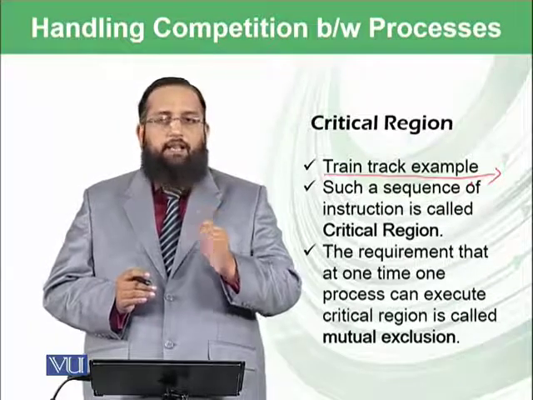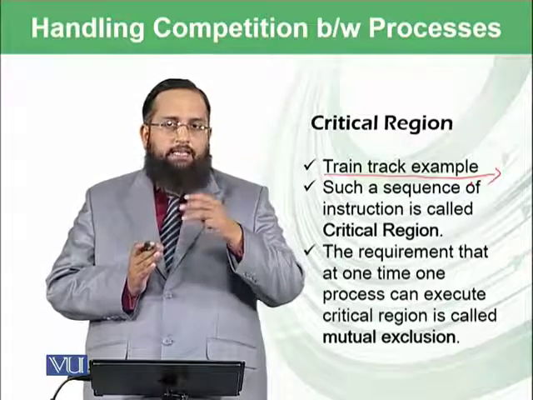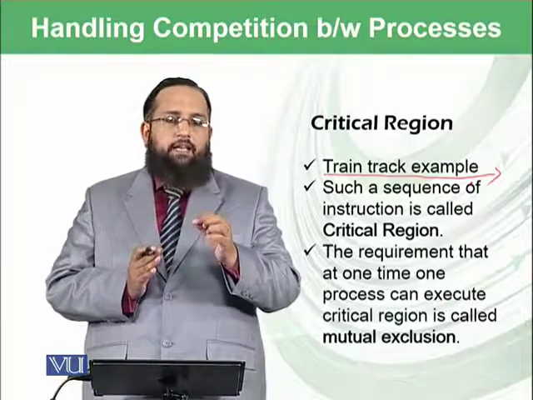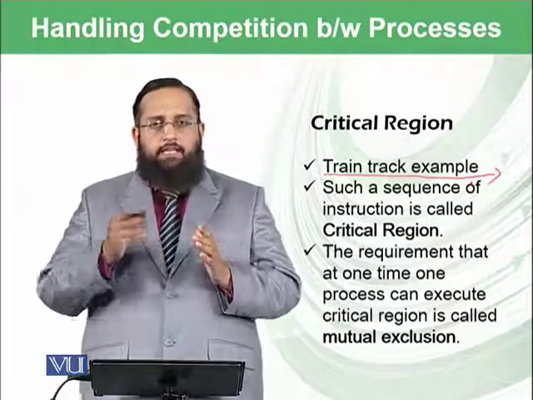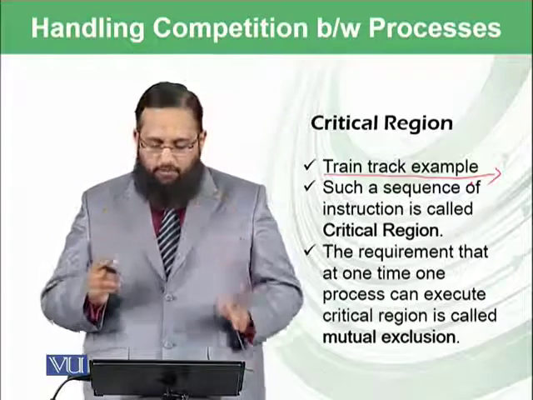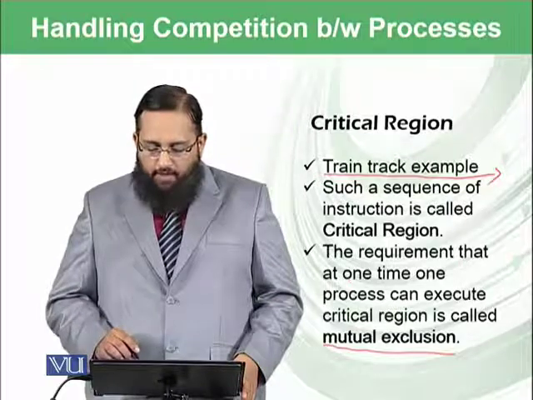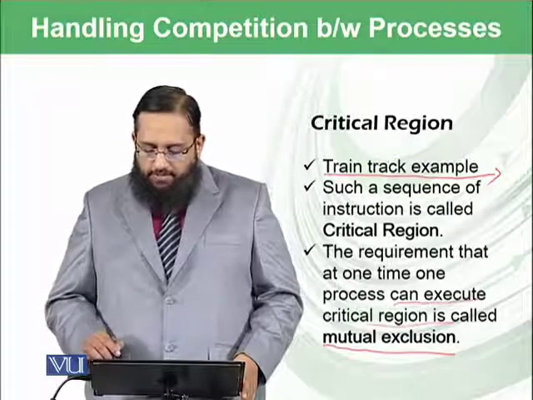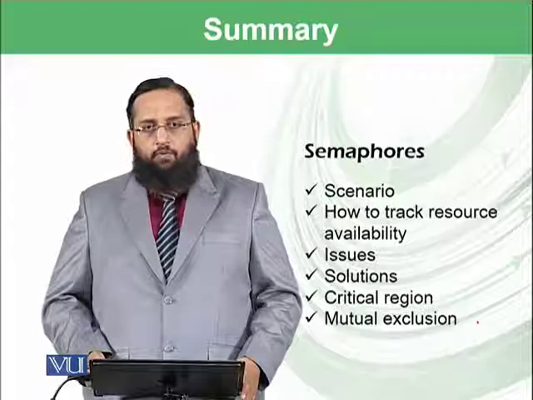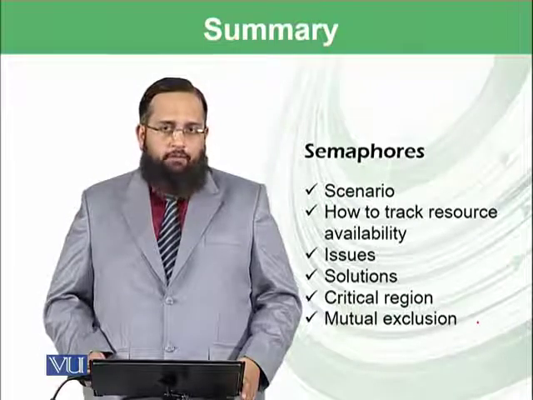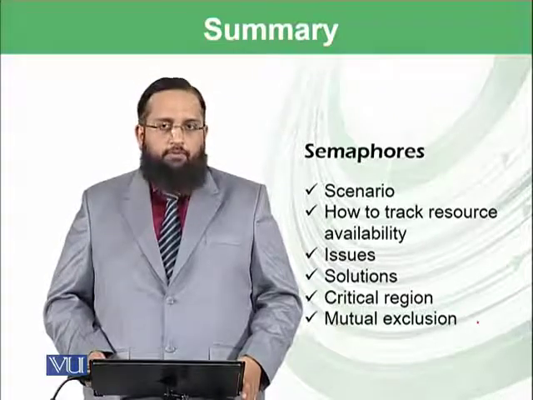So when process A is executing these 3 instructions, it is in a critical region. We can say that at one time, only one process can execute this critical region. Such a requirement, that at one time one process can execute the critical region, is called mutual exclusion. If we summarize today's module, we have learned a very well-known problem and used 2 solutions to handle that problem using semaphores.